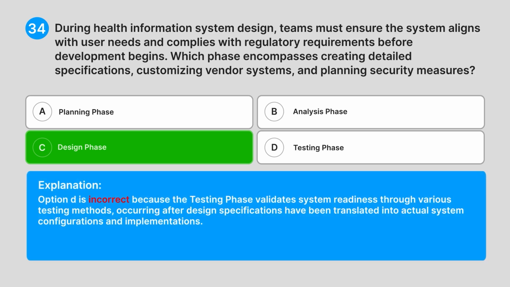Option D is incorrect because the testing phase validates system readiness through various testing methods, occurring after design specifications have been translated into actual system configurations and implementations.